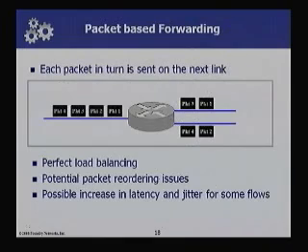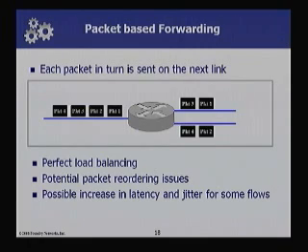Packet based, most of you are probably familiar with this. Each packet is in turn sent on the next link. If you take a look at the figure, we have 4 packets coming into the router. The router will sequentially send packets on different links. So packet 1 goes on the first link, packet 2 goes on the next link, packet 3 on the first, packet 4 on the next. So this almost leads to a perfect load balancing.